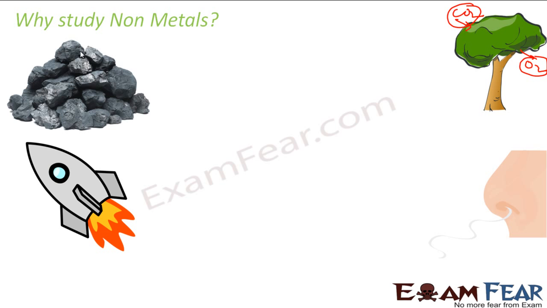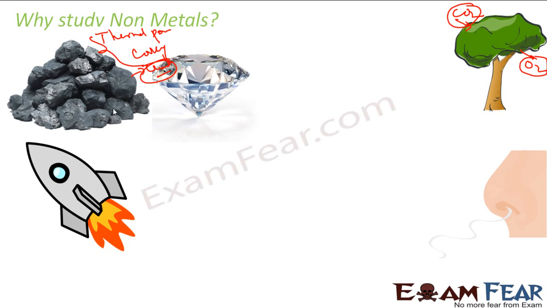Coal has a huge implementation. Coal is a non-metal, right? For example, in a thermal power plant, it is used to generate electricity. It is used for cooking in rural areas, right? Coal is also used to make cement, and it is a raw material for a lot of factories. So coal has a huge implementation, and that's a non-metal.